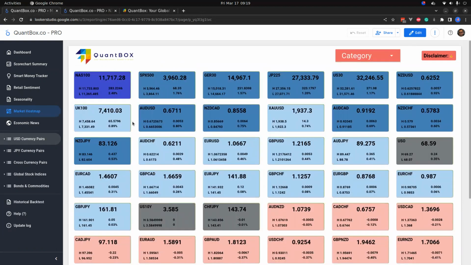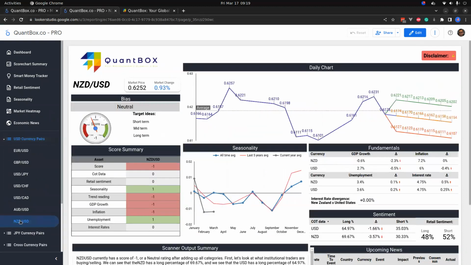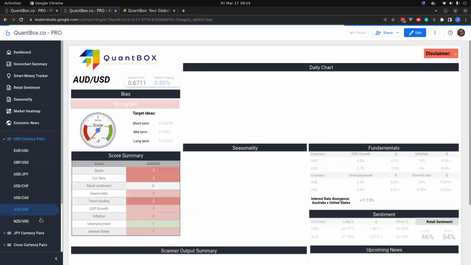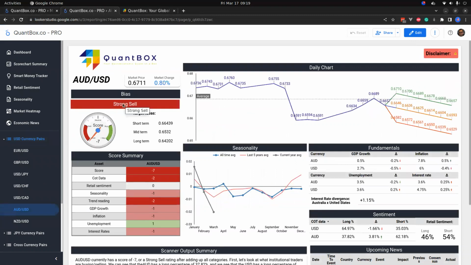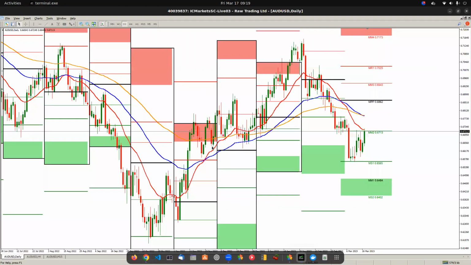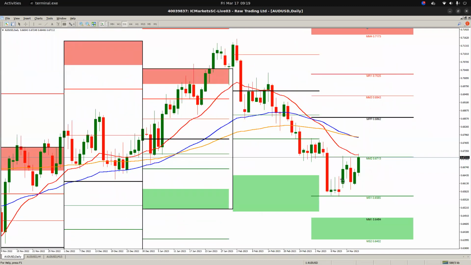But if you take a look at, say, Aussie USD, which is currently up for the session, very, very blue, then you look at that and say, well, what's my bias in Aussie USD? You'd say, well, strong sell. So then you could jump over to your charts and say, well, what am I doing with Aussie USD? Now, we've been looking at Aussie USD since the beginning of this week, and I said to you, we've been looking for price to come up to this resistance over here.